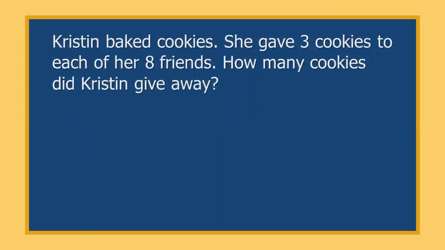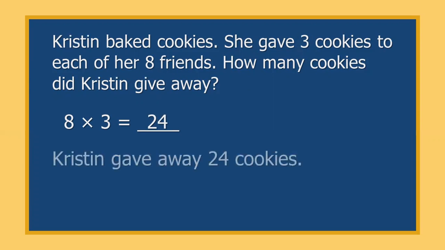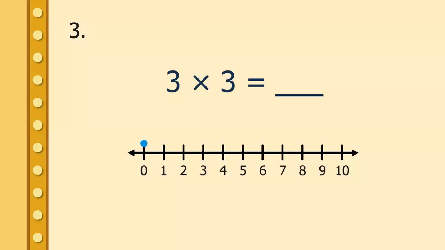All right, next, Kristen baked cookies. She gave 3 cookies to each of her 8 friends. How many cookies did Kristen give away? All right, do we need to draw out 8 people and give them each 3 cookies? Do it if you need to. Draw smiley faces, whatever you have to do to get yourself the equation of 8 times 3. Now, in this case, you're counting by 3s 8 times, right? 3, 6, 9, 12, 15, 18, 21, 24. All right, so 8 times 3 is 24. Kristen gave away 24 cookies. That's 2 dozen.